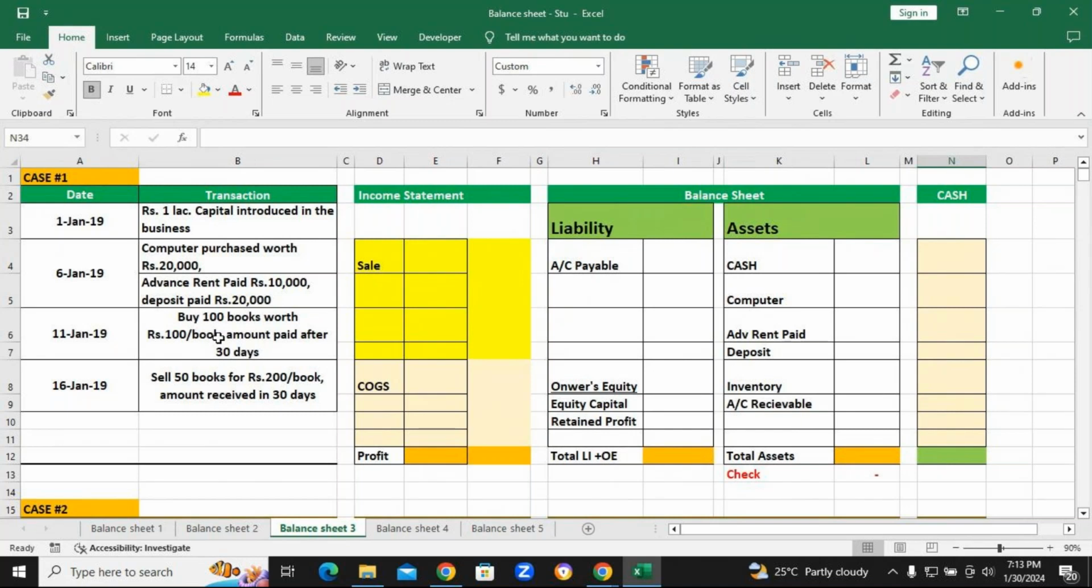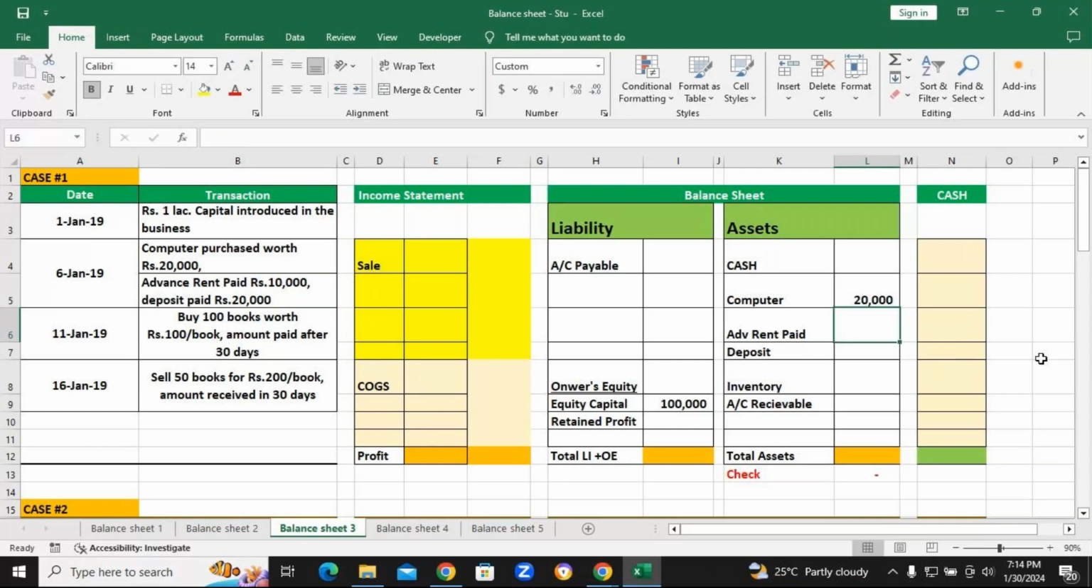First, the capital. It will come in equity capital, so I will type equals 1 lakh. I have introduced the capital for my business, rupees 1 lakh. That will be my equity capital. Then purchased computer worth rupees 20,000. It will come on my asset side in my balance sheet, so I'll type equals 20,000.